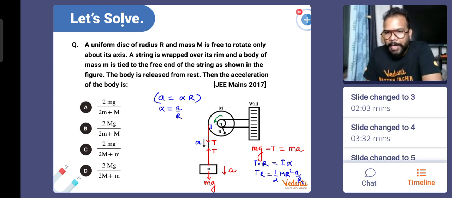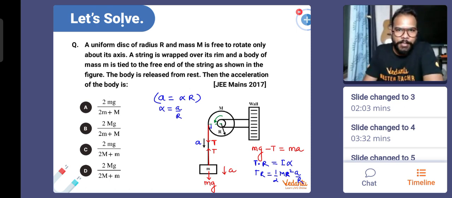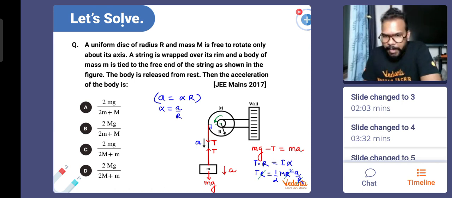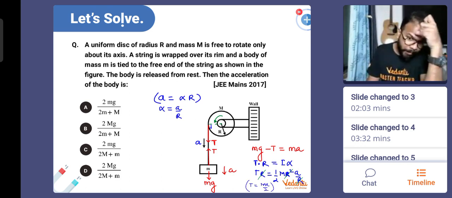Do you see that both r square are getting cancelled with r? The other two r values are cancelling the r square value. This r square cancels with these two r. What you will be left with is T equal to Ma by 2. T equal to Ma by 2, not Mar by 2 but Ma by 2.